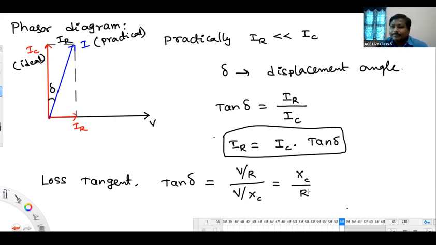What is XC? XC is 1 by omega C. So it will come to be 1 by omega RC. That is the loss tangent. Loss tangent is 1 by omega RC. You can see 1 by omega RC. Yes, so I think all of you are getting it.